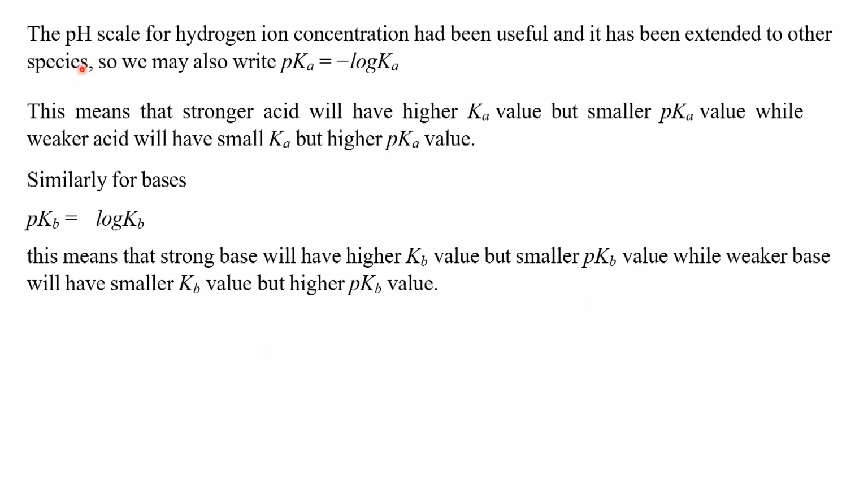Next, the pH scale of hydrogen ion concentration has been useful and has been extended to other species. So we may also write pK is minus log Ka. This means that a stronger acid will have a higher Ka value but a smaller pKa value, as I was discussing, while a weaker acid will have a small Ka but a higher pKa value. Similarly for bases, pKb equals minus log Kb; again, the log base here is 10 for pKa, pKb and pH.